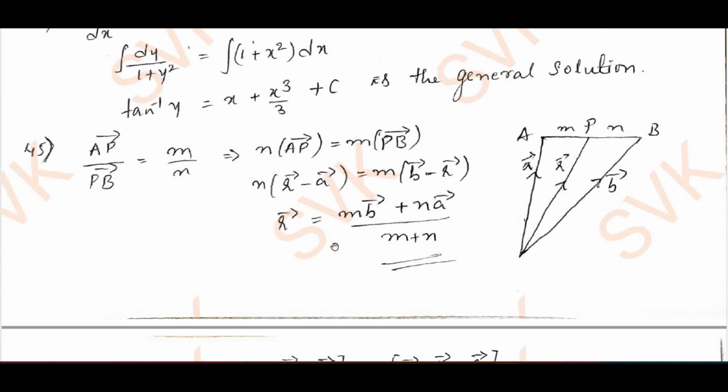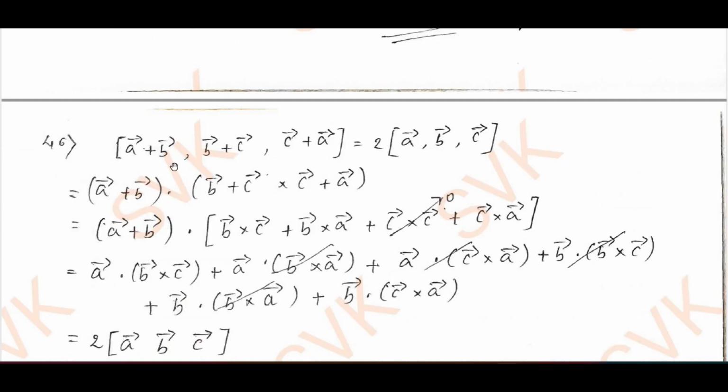For the 45, I have got the vector r as (m times vector b plus n times vector a) divided by (m plus n), as I have proved that. Question number 46. So I have proved that it is equal to 2 times of vector [a, b, c].